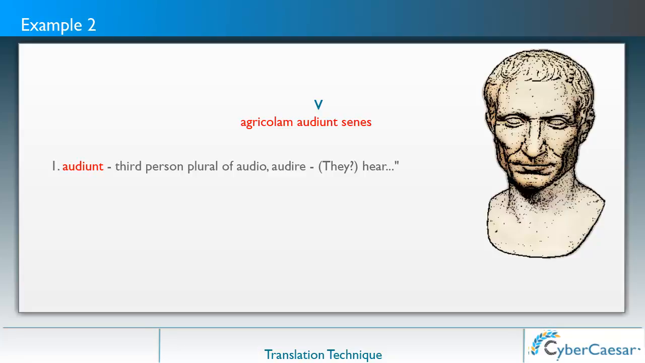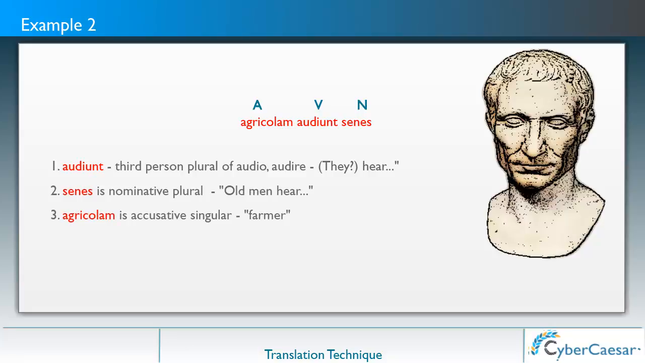Audiunt, third person plural form of audio, audire. Here, senes is nominative plural. Old men hear. Agricolam is accusative singular. Farmer. Translation: the old men hear the farmer.